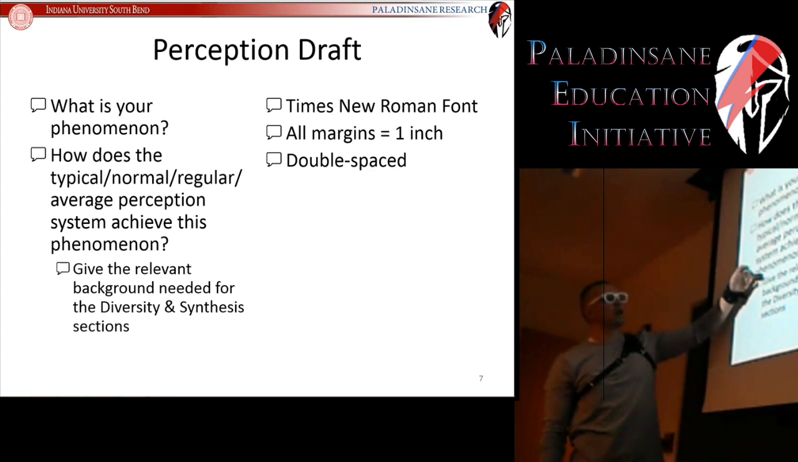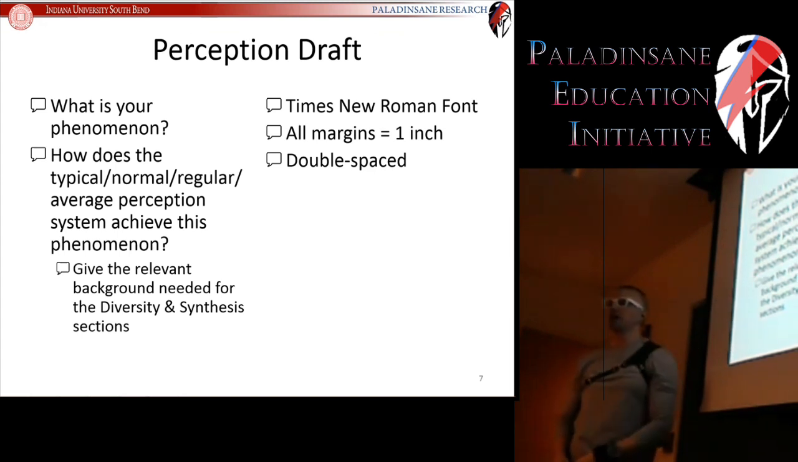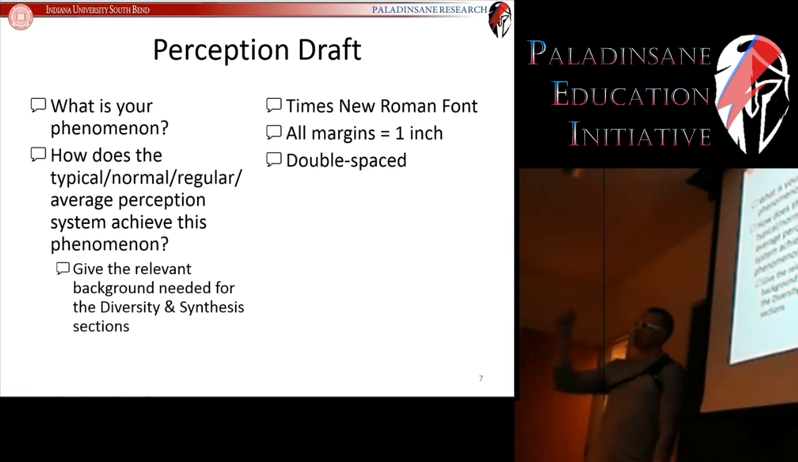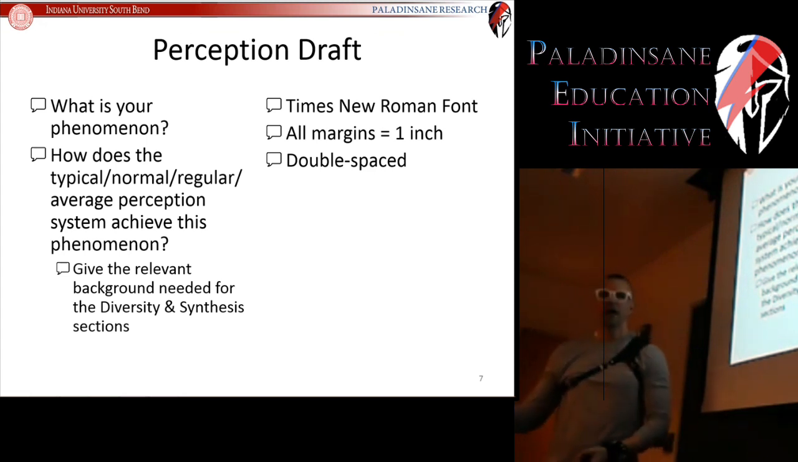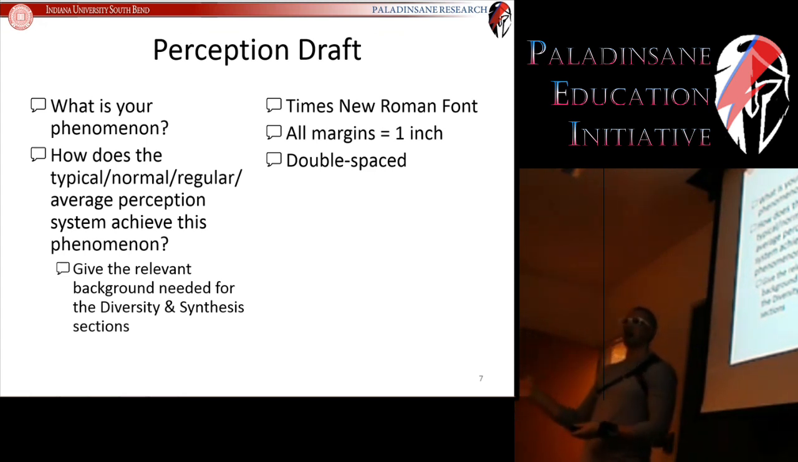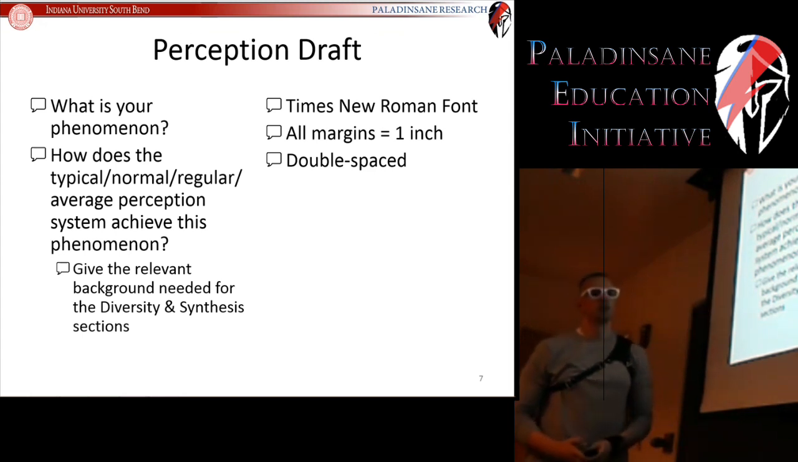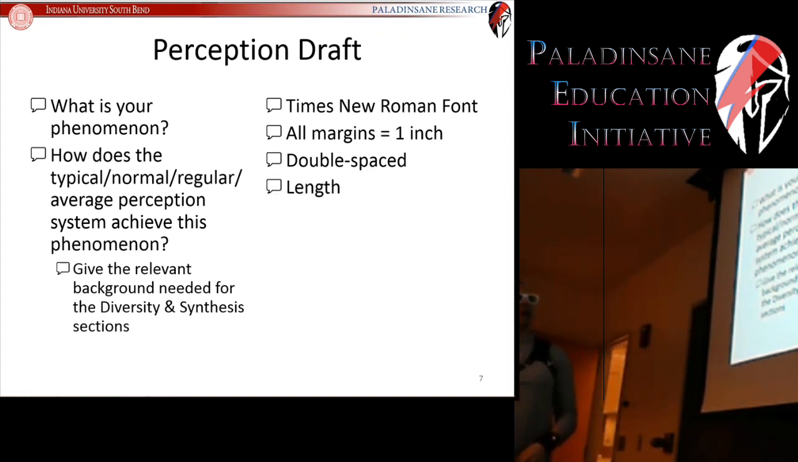What you're looking for is you want to give the relevant background information that they're going to need to combine with the diversity section to understand your synthesis section. So you're going to need the pieces of your argument. You're going to need to give the background information that you need for the pieces of your argument, and that's all that you need to present. You don't need to be exhaustive. You don't need to present a million competing theories. You don't need to give a sort of review of the literature. You need to present what they need to know for your argument. That's your background information for your perception draft. How long is it going to be?